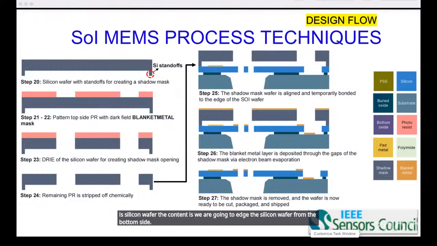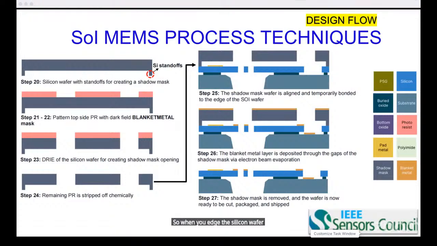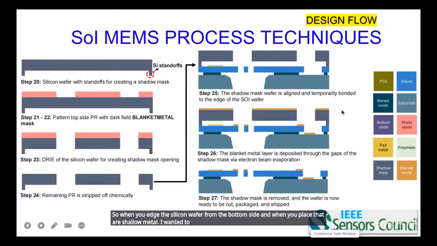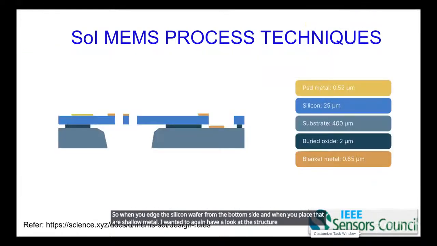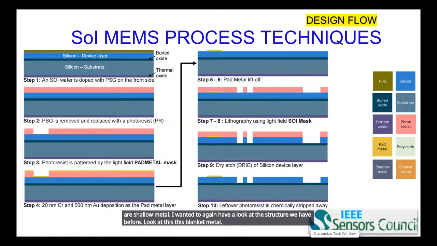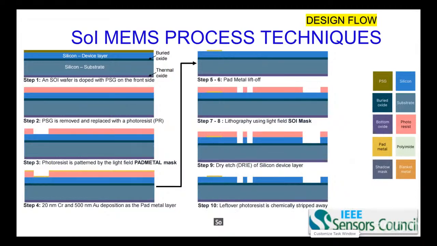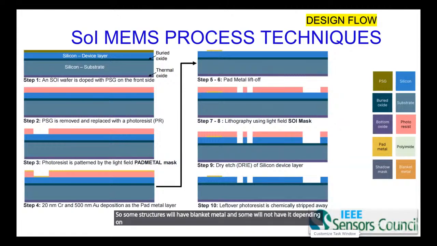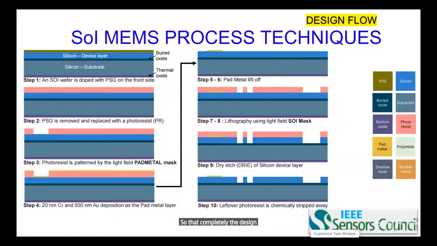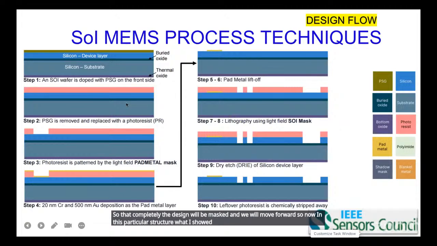So when you etch the silicon wafer from the bottom side, and when you place that shallow metal, I want you to again have a look at the structure we had before. Look at this blanket metal. Some structures will have blanket metal and some will not, depending on what the designer wishes. If you do not have the blanket metal, you can skip the step, so the design will be completely masked and we will move forward. Now in this particular structure that I showed you, there is a blanket metal.